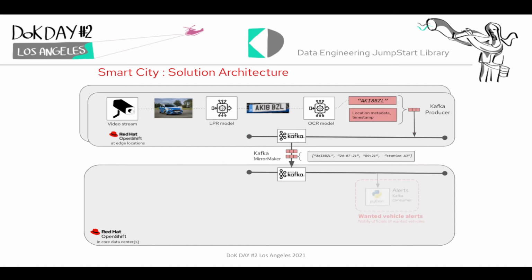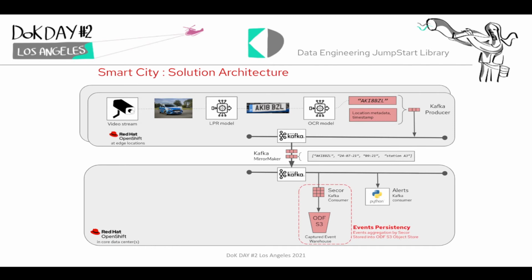Now once we have the data on the central core location Kafka cluster, we can do lots of interesting stuff with it. We can create our own custom consumers with some business logic, like, hey, in real time I want to detect the lost vehicles and notify the government officials. Or maybe I want to store this data for long-term preservation onto an object storage.